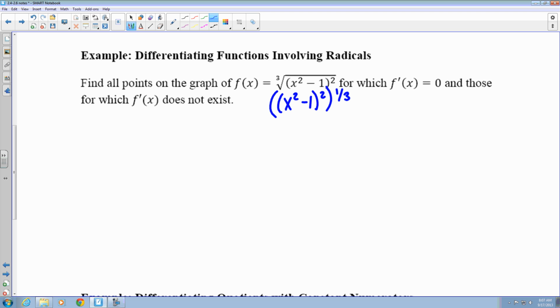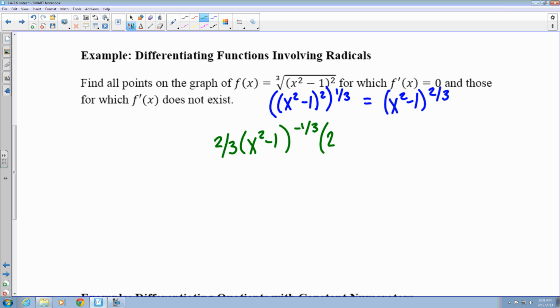Now this would be a chain rule inside of a chain rule if we didn't notice that we could combine those two exponents to make this x squared minus 1 to the 2/3, because 2 times 1/3 is 2/3. So now we can do the chain rule, bring down the 2/3 times x squared minus 1 to the negative 1/3 times the derivative of the inside, which is 2x. So 4x over 3 times the cube root on the bottom, x squared minus 1.